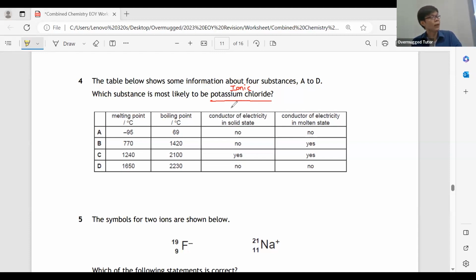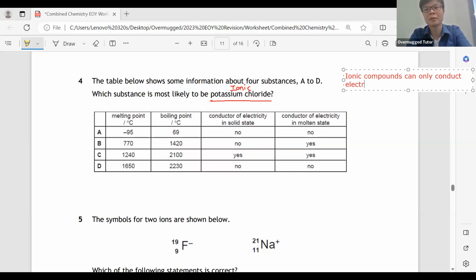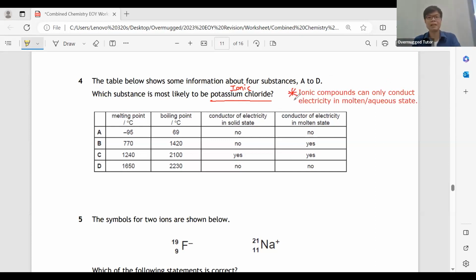What do you all know about properties of ionic compounds? Do you all have an answer in mind? Okay, key concept tested over here. Ionic compounds can only conduct electricity in molten state. This is the key distinctive feature. No other type of substance has this. Okay, ionic compounds cannot conduct in solid state. So no. But molten state can, yes.